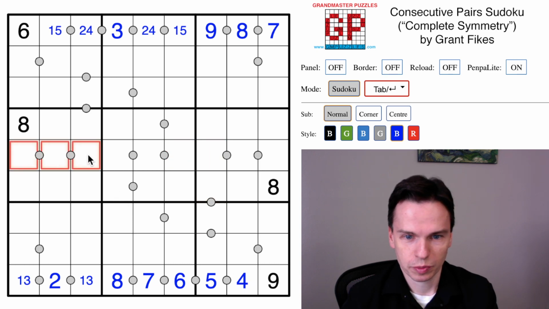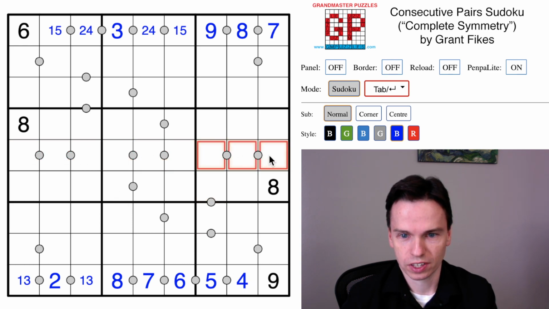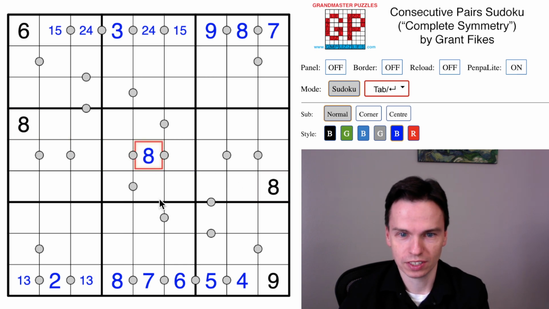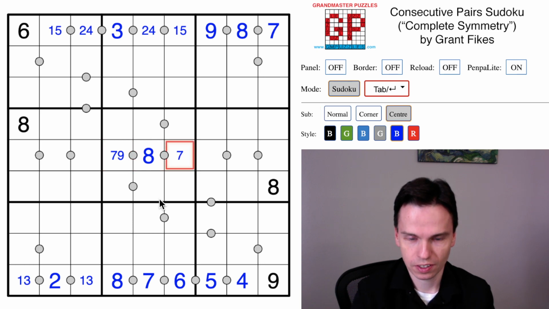Another row that's got a lot of information. The star is actually the center row, and that's because it's got 3 triples. So 1 to 3, 4 to 6, and 7, 8, 9 are going to be the sets. And this 8 and this 8 mean an 8 is in the center here, and it's going to have to be part of that 7, 8, 9. So the 8's in the center.